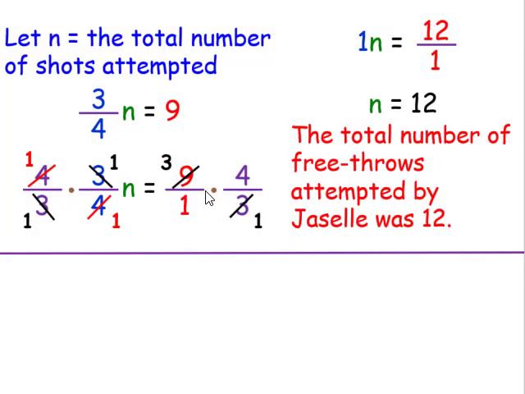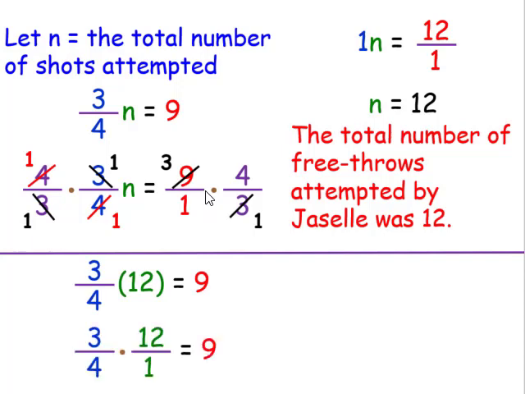We can easily check this by just substituting the value of n into the equation. Instead of writing 3/4 n is equal to 9, we'll write 3/4 of 12 is equal to 9. We'll rewrite 12 as 12 over 1. We can cancel, but in this case, it's pretty easy to just multiply across, which is 36 over 4, and 36 divided by 4 is 9, and it checks out. So we know our answer is correct.